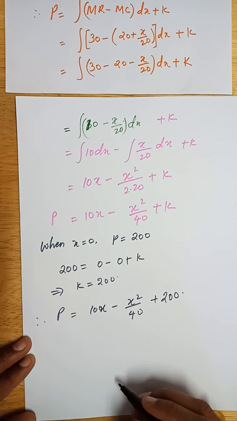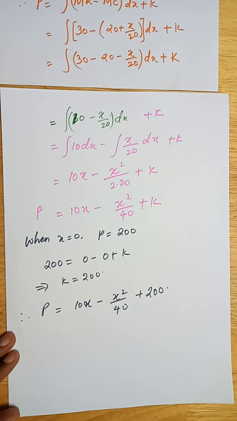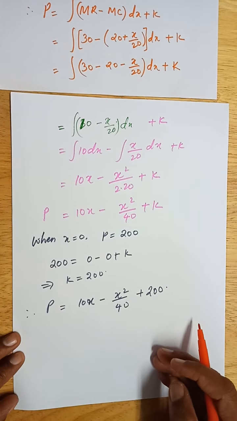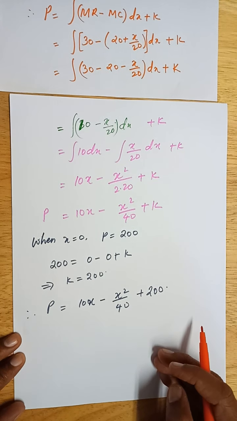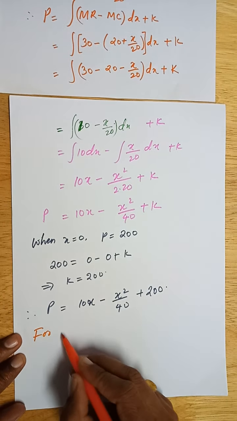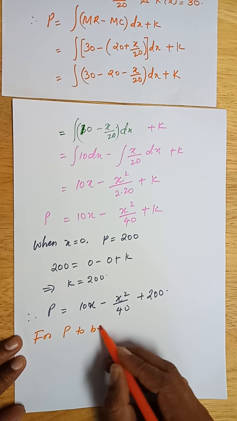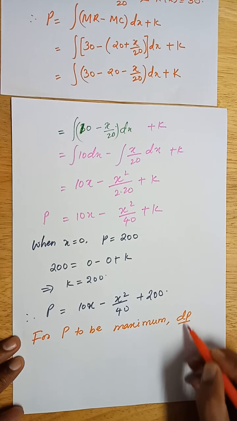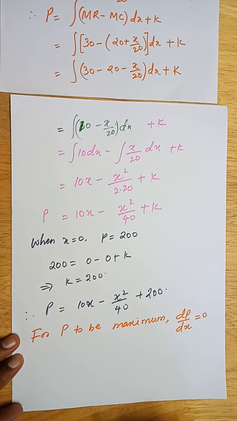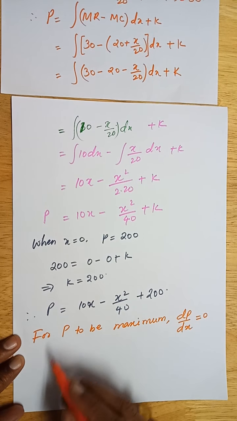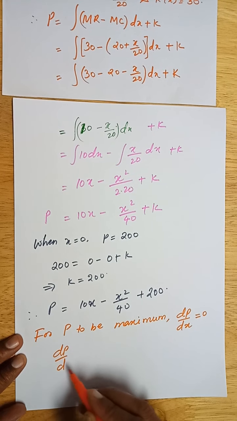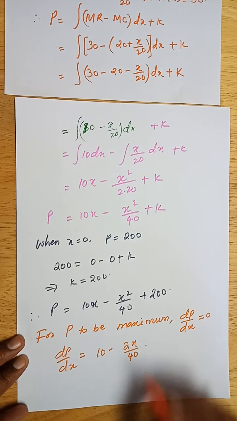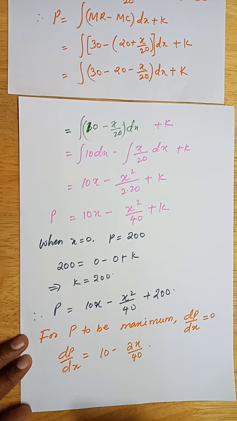Now you are asked to find the maximum profit. So you need to follow the steps for maximum and minimum value. You need to differentiate this. For P to be maximum, your dP by dx has to be equated to 0. So which means you need to differentiate this. So you find dP by dx, which is equal to 10 minus 2x divided by 40. This is your dP by dx. Now you equate to 0.